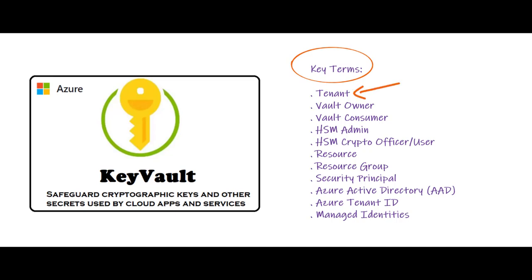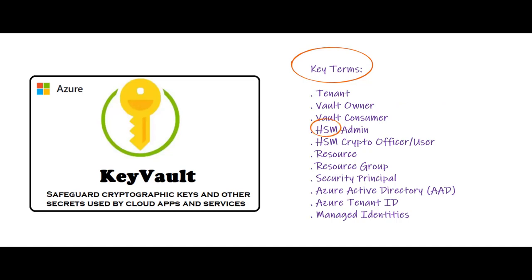Tenant. Well, tenant refers to the organization that owns and manages a specific instance of Microsoft Cloud Services. It's usually used to refer to a set of Azure and Microsoft Services credentials. Vault owner. Well, this is someone that has full access and full control over the vault and the keys. Consumer is the one that uses the keys provided by the owner. Vault consumer.